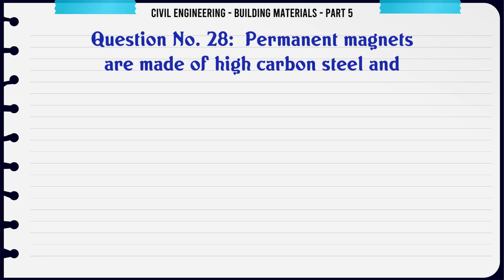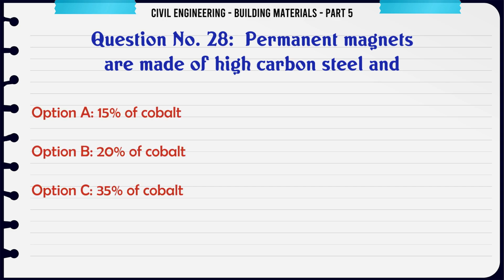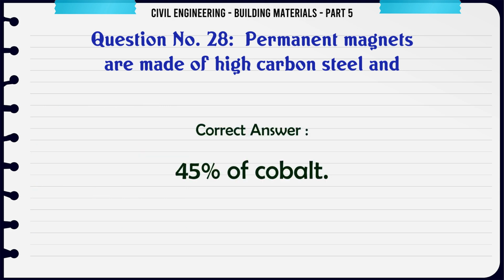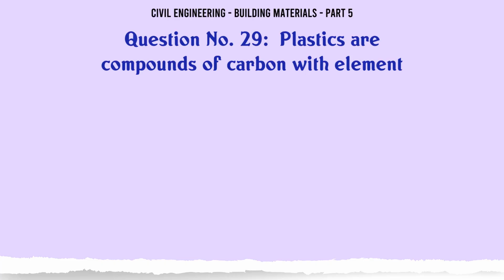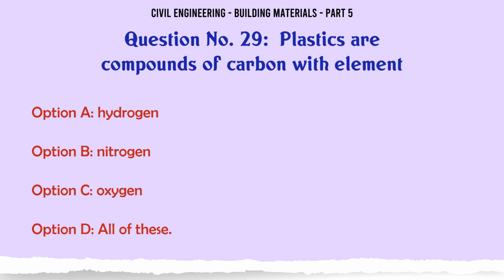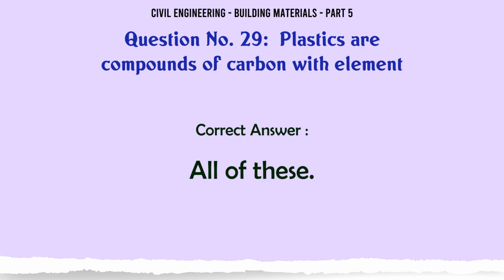Permanent magnets are made of high carbon steel and A. 15 of cobalt, B. 20 of cobalt, C. 35 of cobalt, D. 45 of cobalt. The correct answer is 45 of cobalt. Plastics are compounds of carbon with element A. hydrogen, B. nitrogen, C. oxygen, D. all of these. The correct answer is all of these.